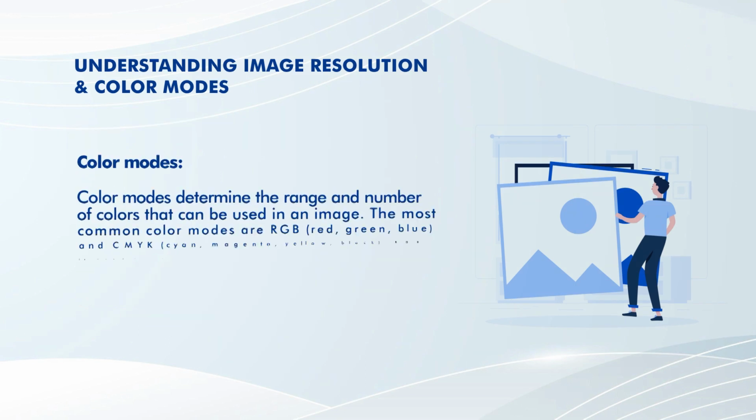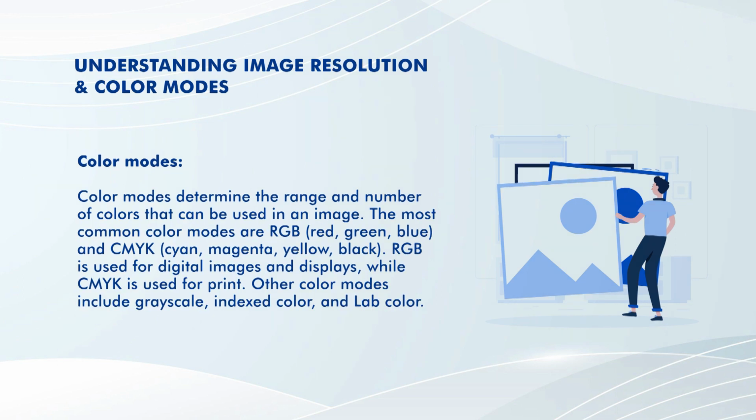Next is color modes. Color modes determine the range and number of colors that can be used in an image. The most common color modes are RGB, that is red, green and blue, and CMYK, that is cyan, magenta, yellow and black, or the key value. RGB is used for digital images and displays, while CMYK is used for print. Other color modes include grayscale, indexed color and Lab color.